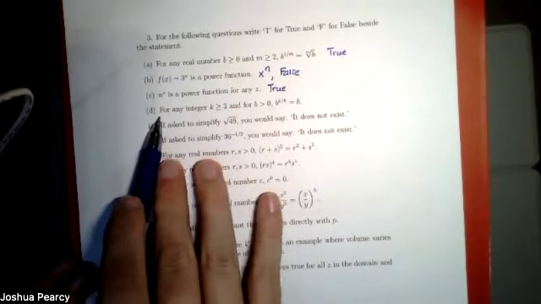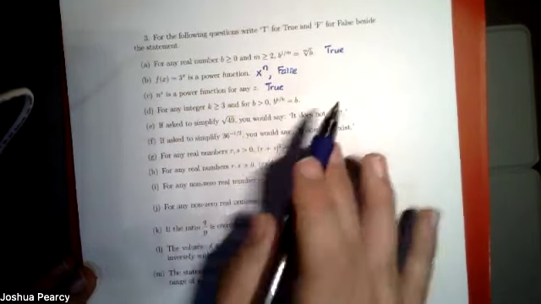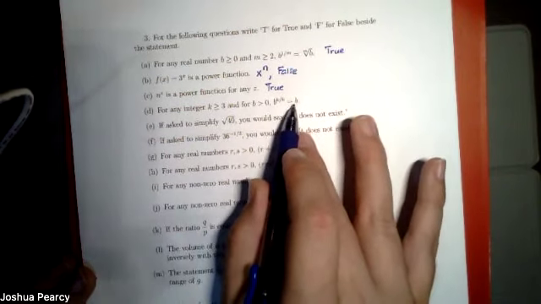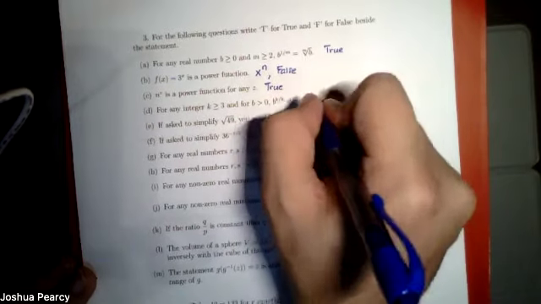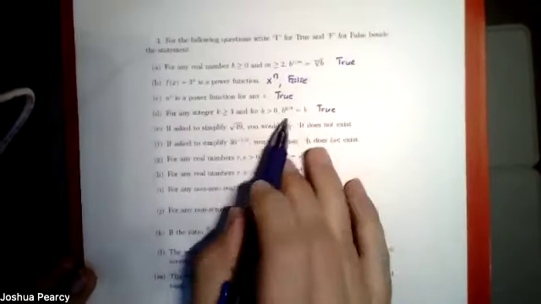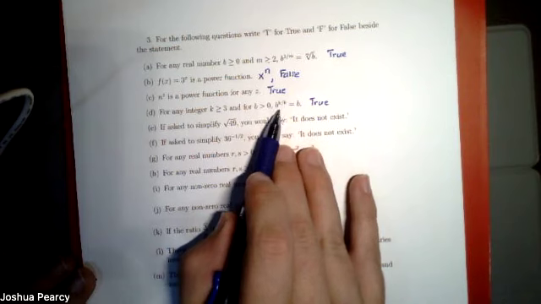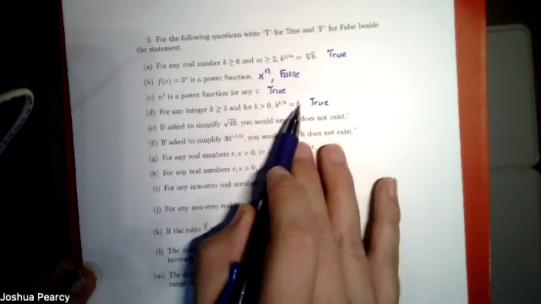Let's look at part D. For any integer k greater than or equal to 3 and for b greater than 0, b to the k over k is equal to b. So this is actually true. So let's think of why. So here, k over k is just 1, right? So this is saying b to the 1 power is just b, and that's true.